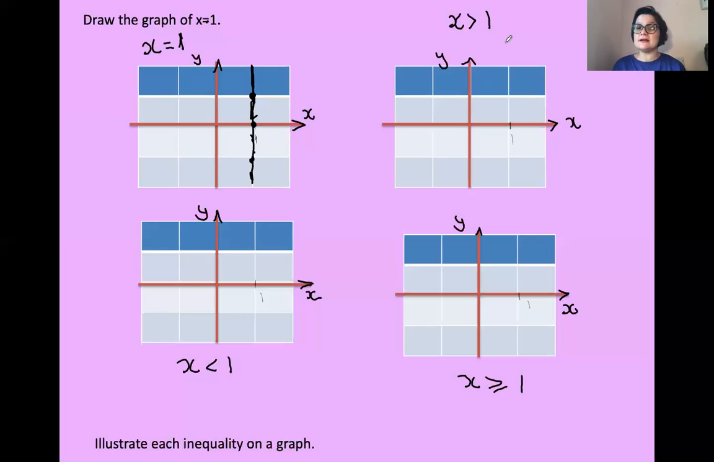But now there is something that you have to remember, whether it's going to be a solid line or dotted line. Because this inequality says bigger than 1, then the line is not going to be a solid line. It's going to be a dotted line. All right, so draw a dotted line just like that.